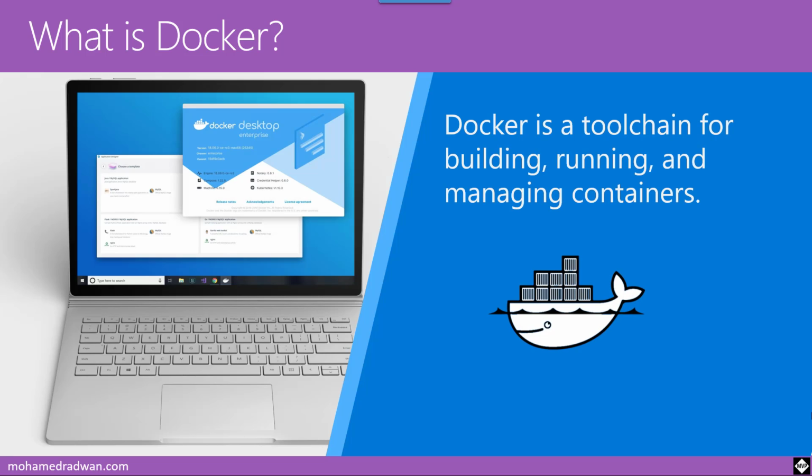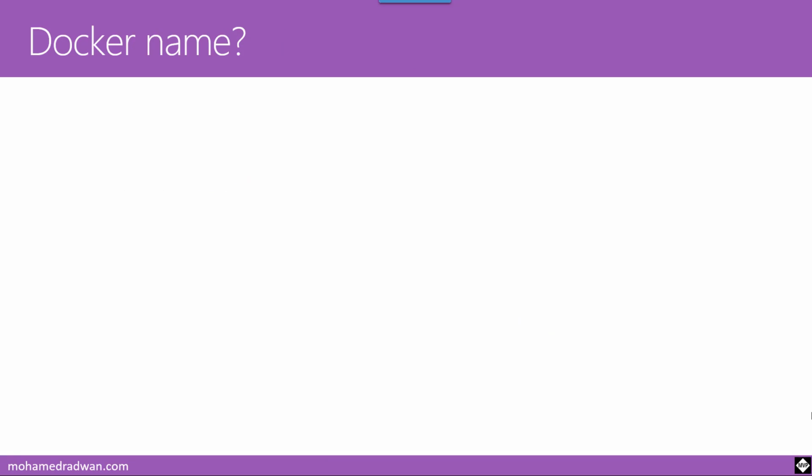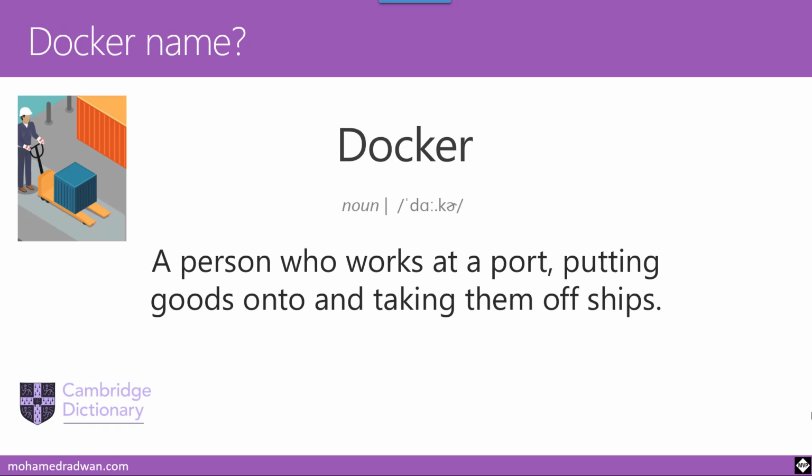So let me start from the beginning. What is Docker? In a very simple definition, Docker is a tool chain for building, running, and managing containers. To understand that, let's look at what the name Docker means in the Cambridge Dictionary. So Docker, as a noun, is a person who works at a port putting goods onto and taking them off ships. So this is the meaning of Docker, and this explains a lot about why Docker Inc. chose this name for naming their software.